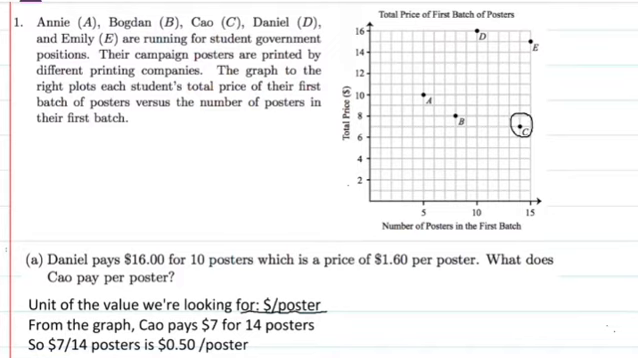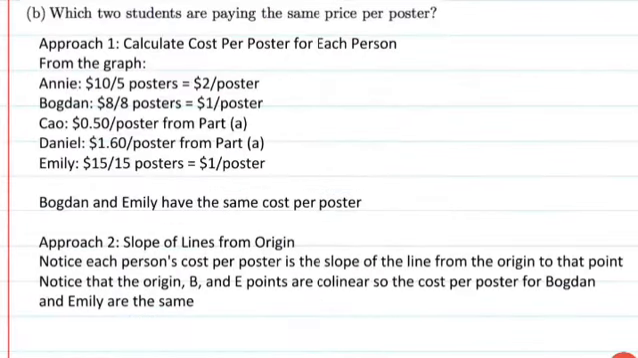From the graph, we see that Tao pays $7 for 14 posters. So $7 for 14 posters is 50 cents per poster. Part B reads, which two students are paying the same price per poster? For this, there are two approaches that we can take, and we'll look at both.